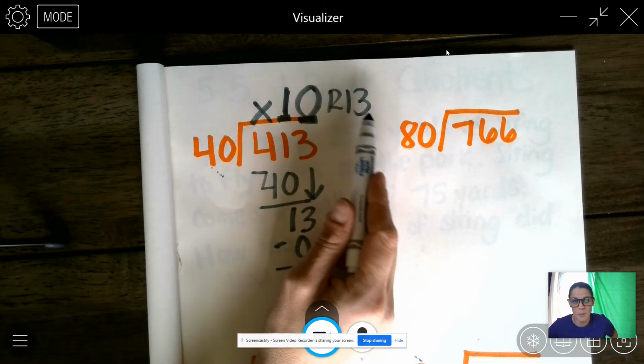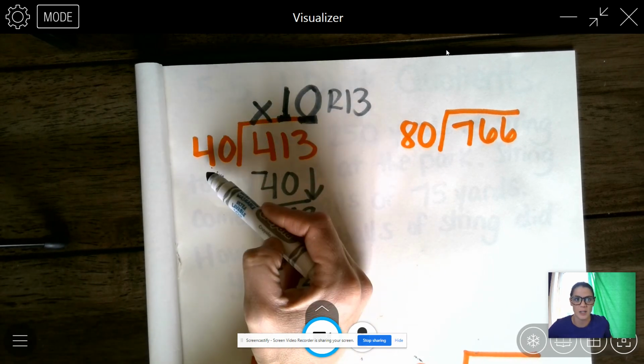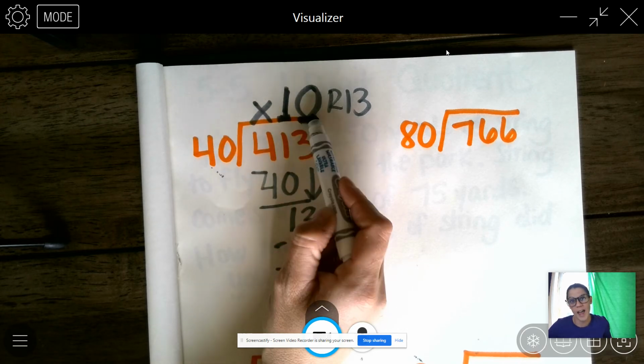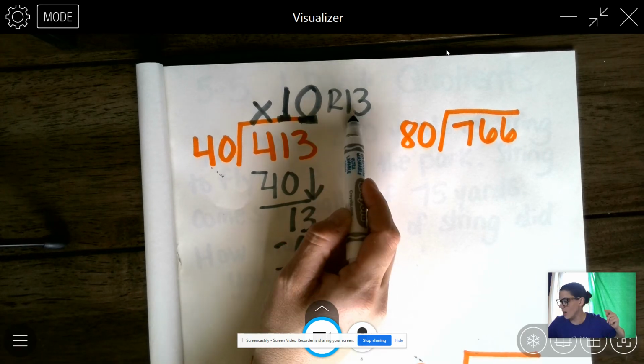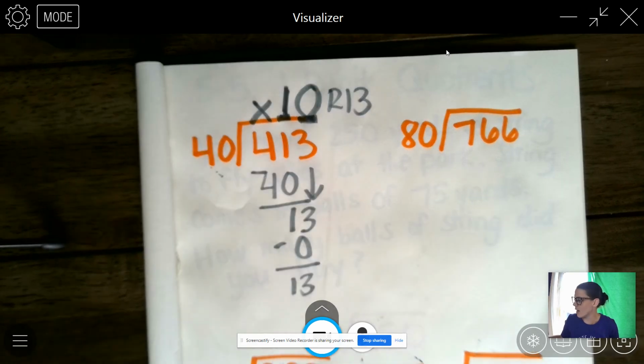And here's my double checking. Is my remainder, 13, smaller than my divisor? It is. I could check this with multiplication and do 40 times 10 is 400. 400 plus 13 is 413. So I know that I got the right answer. Let's take our next problem.